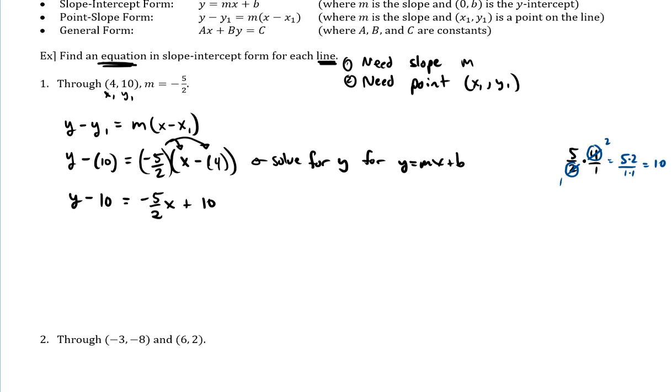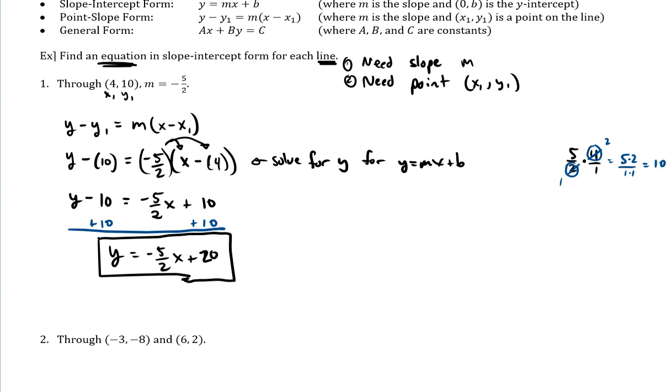And then I need to get the y completely by itself. So at this point, we could just add the 10 over. And then from here, we've got y equals negative 5/2 x plus 10 plus 10, which is 20. Sorry about that, 10 plus 10 is not 10, 10 plus 10 is 20. Okay, so that's it. We've got our final answer.